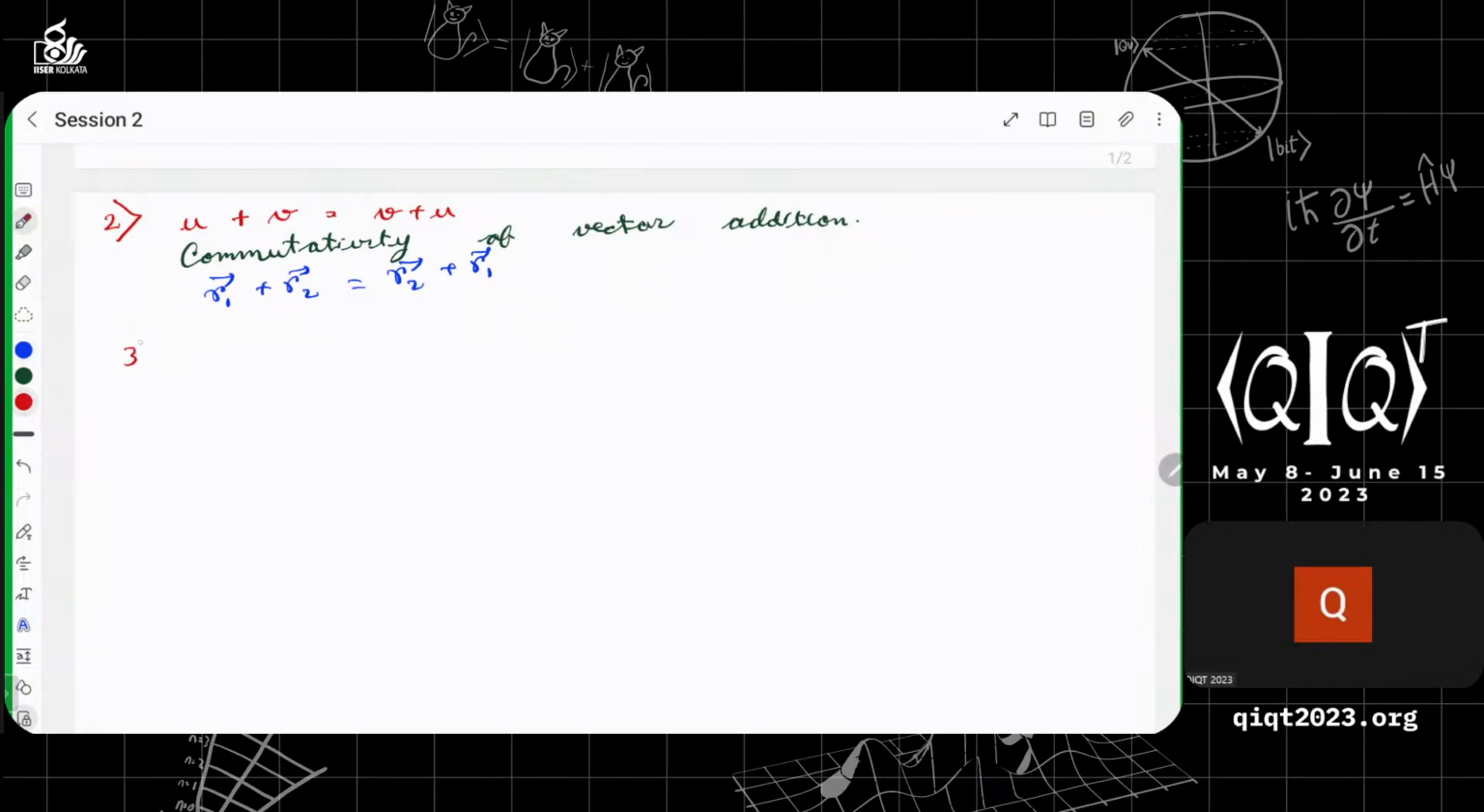Okay, so the third property is associativity. Let's say you take v plus w first and then add it with u, or you take the addition of u plus v first and then add it with w. Both will be the same, and this condition is known as associativity.